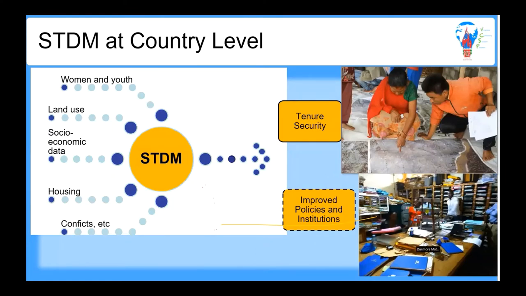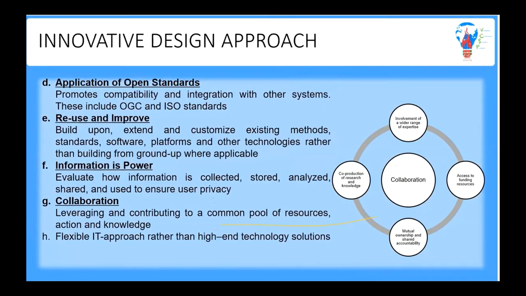And then the other way is how STDM is becoming inclusive to cover a wide array of issues. Here we can see it is able to capture issues of women and youth, land use, socioeconomic, housing, conflict. So you can bring multiple data sets into STDM, and normally the current framework of land administration tools doesn't provide you that flexible way of looking at things. So you can have different objectives, either tenure security, or addressing gaps in policy and institutions through the data that you're collecting. And that's one of the innovative aspects of STDM, which is really creating a lot of interest in countries.